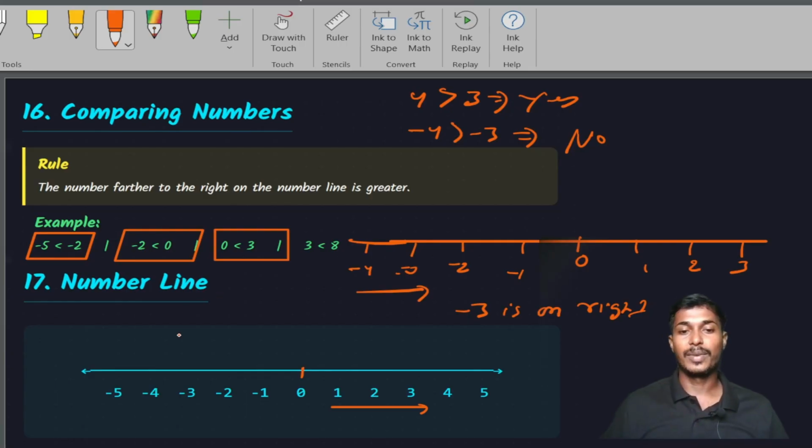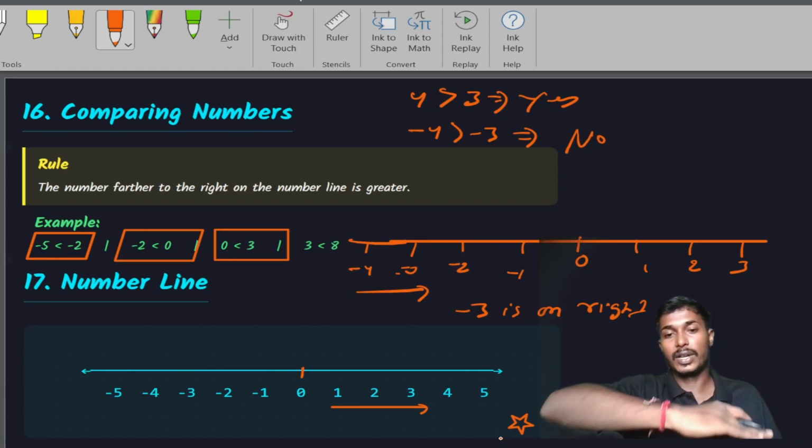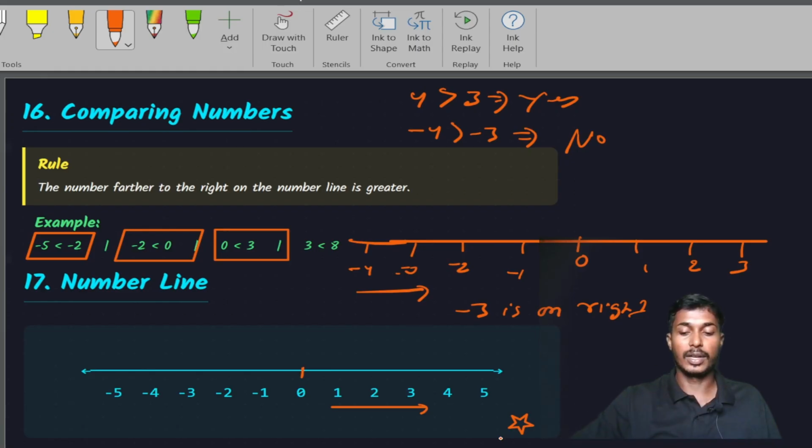Now let us talk about the number line, which we have already been talking about from the beginning itself. This is the most important component of today's lecture. A number line is nothing but the representation of every number on a straight, horizontal line. That's called a number line.